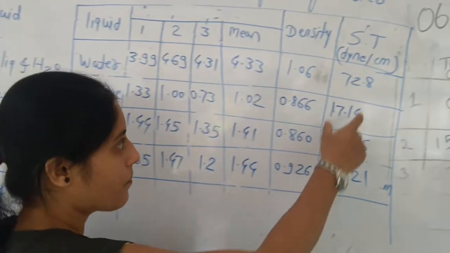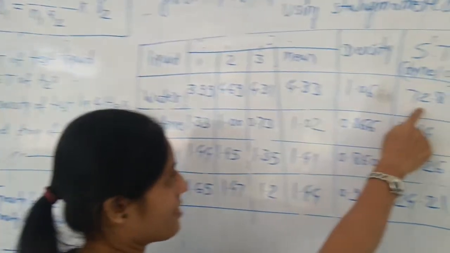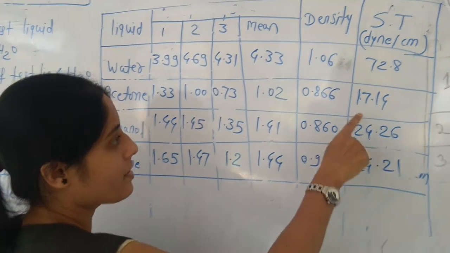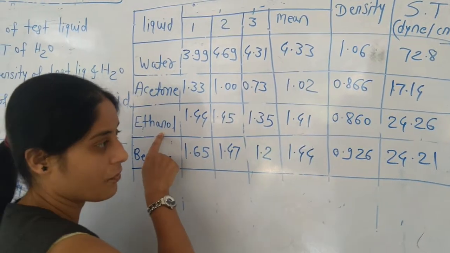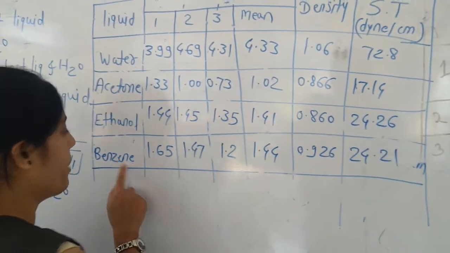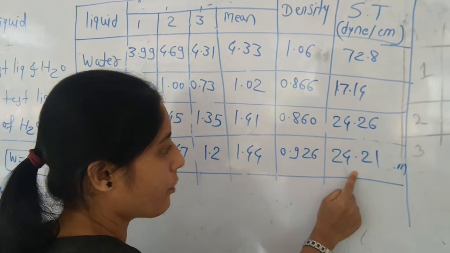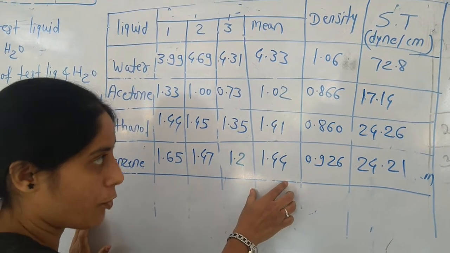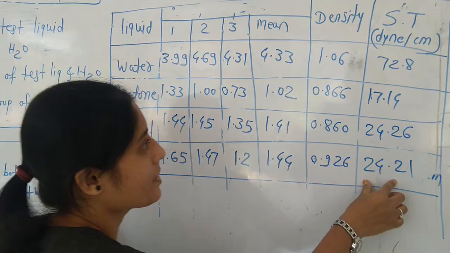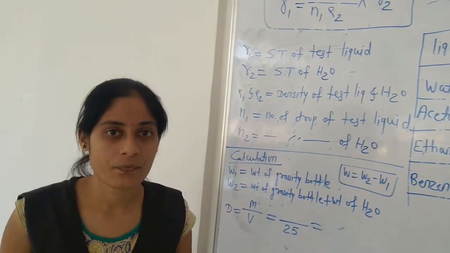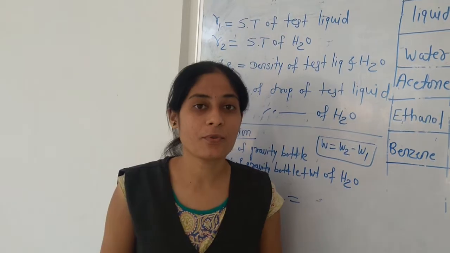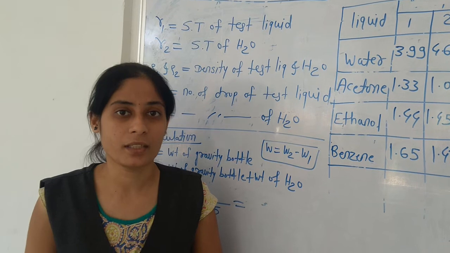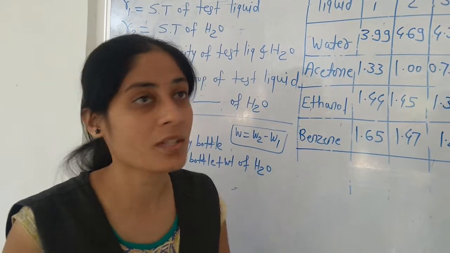In the last column is the surface tension. The water surface tension is the standard 72.8, but when we calculate, the acetone surface tension value is 17.14, the ethanol surface tension value is 24.26, and the benzene surface tension value is 24.21. So by using the weight of the drops and the density of the solvents, we calculate the surface tension of the solvents. We can calculate the surface tension by the number of drops, the drop count method, or by the drop weight method. For both methods we use a stalagmometer.